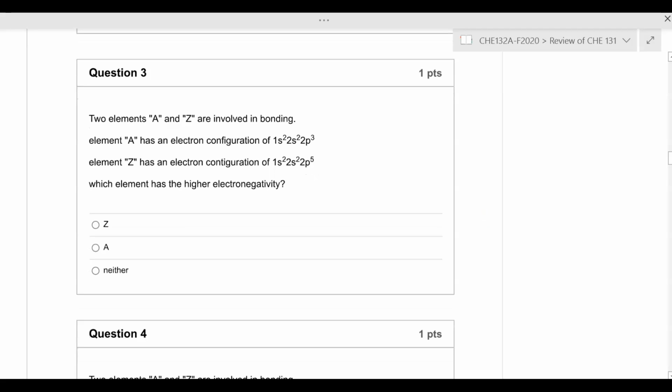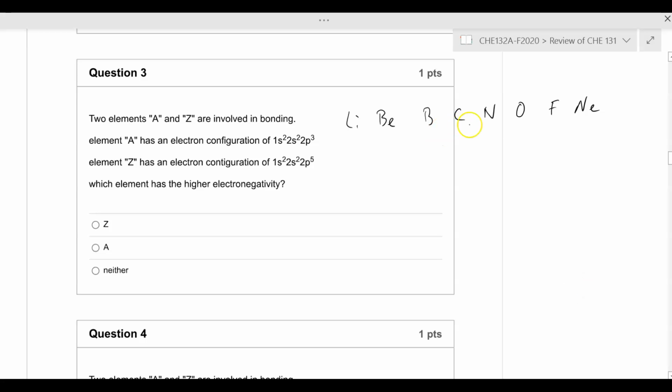Now, if we're looking at A and Z, and so if I'm thinking about my periodic table, they are on the first, well, the row that goes all the way across, the second row. And so if we think about that, we've got lithium, beryllium, boron, carbon, nitrogen, oxygen, fluorine, neon on that row.